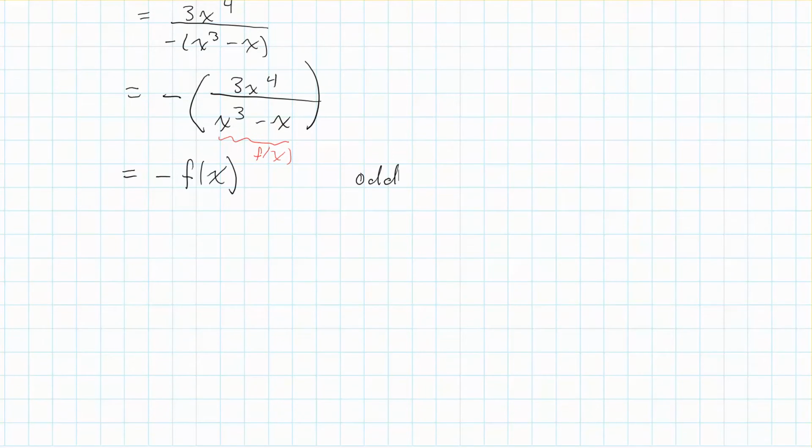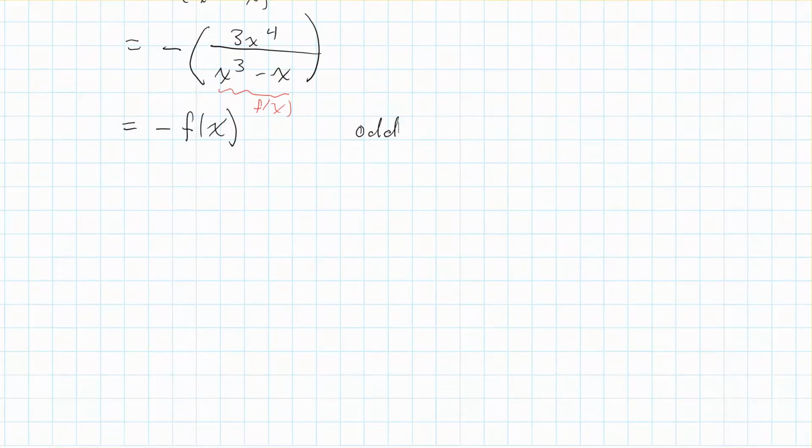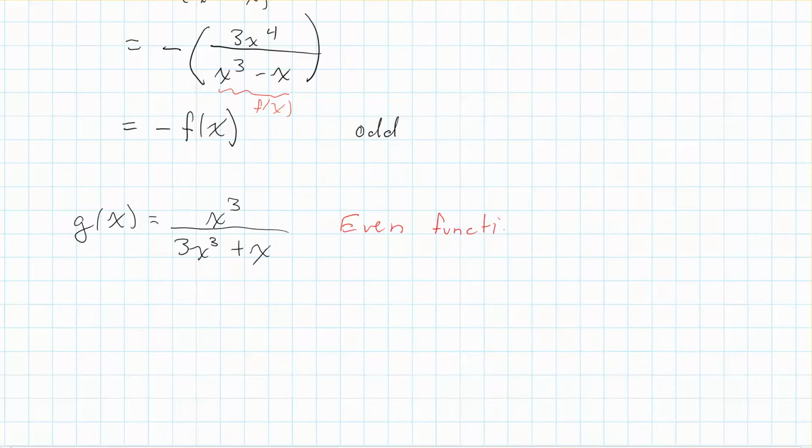Another good example here, I won't go through it, I encourage you to do this example on your own, is look at the function g at x equals x cubed over 3x cubed plus x. Now, your first temptation might be to say, oh look, all the exponents are odd, it's odd. You'd be wrong again. This is an even function. So that's why just relying on exponents is a bad idea, because it only works in some special cases, and those special cases are polynomials.